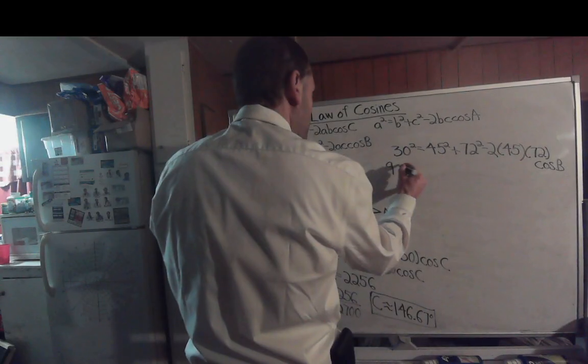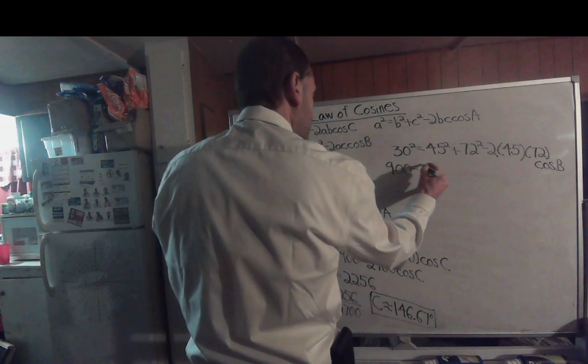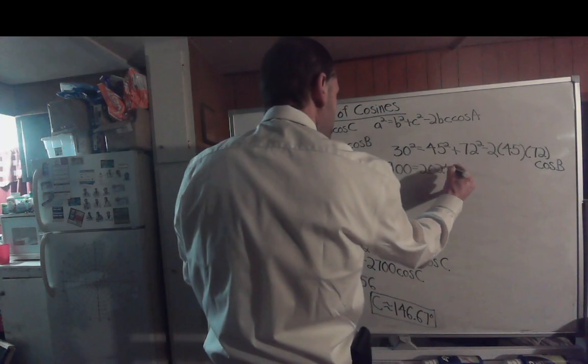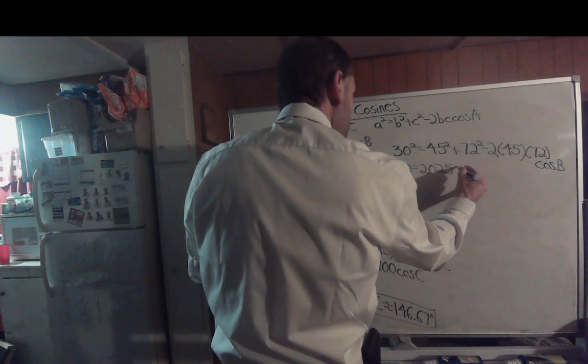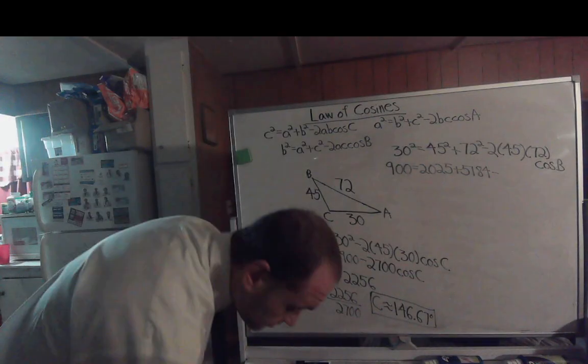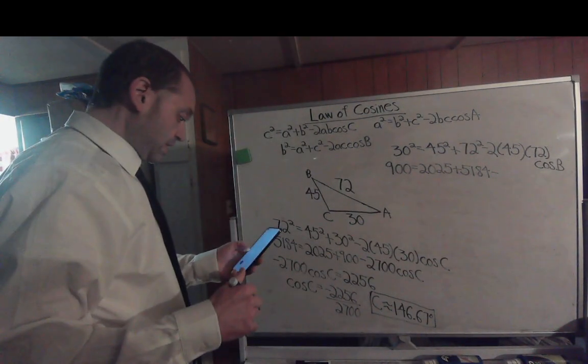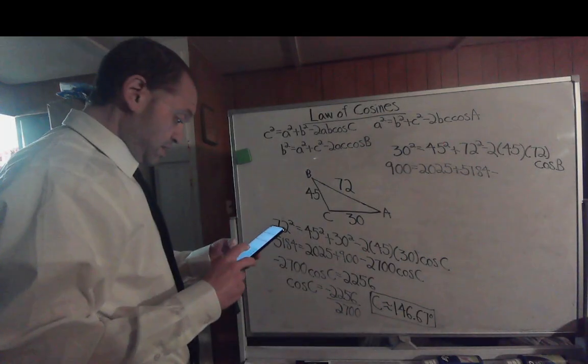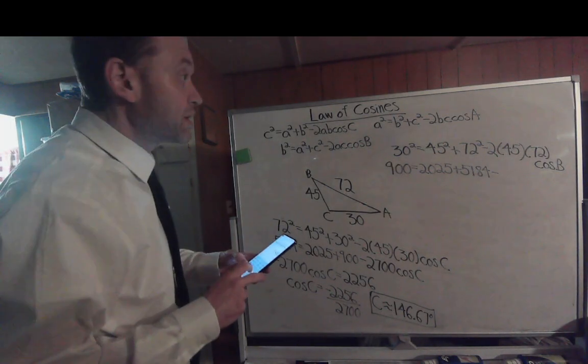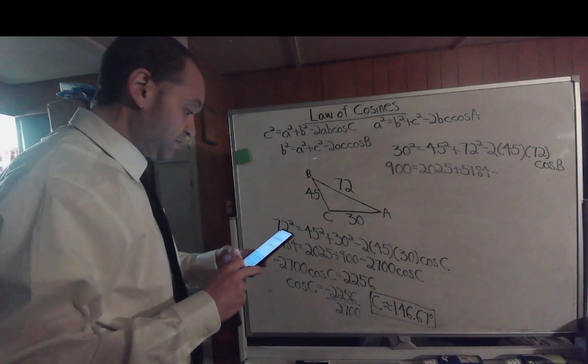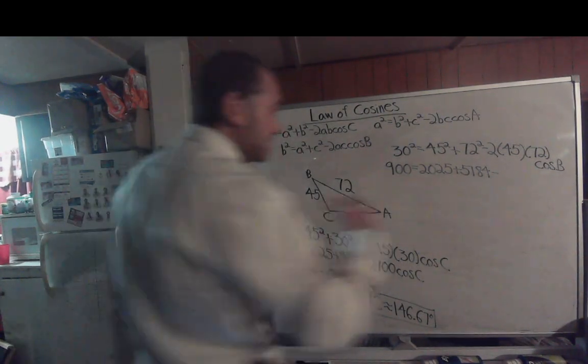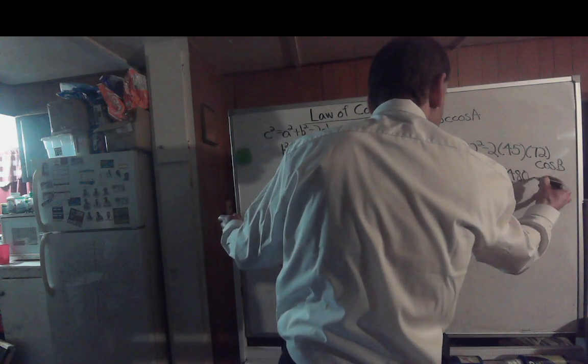So this means 900 would end up equaling 2025 plus 5,184 minus that whole mess. Alright, so 2 times 45 times 72, that would be minus 6,480 times the cosine of B.